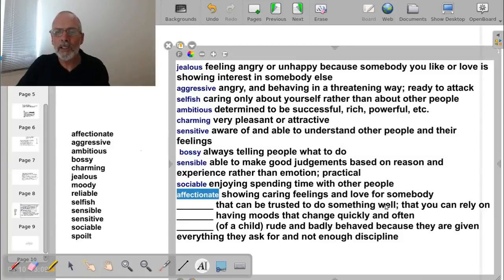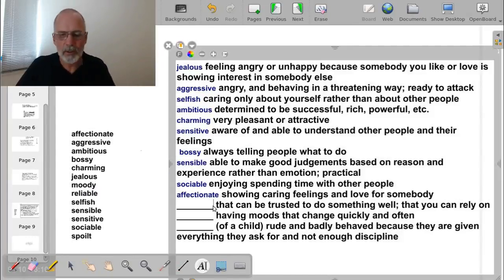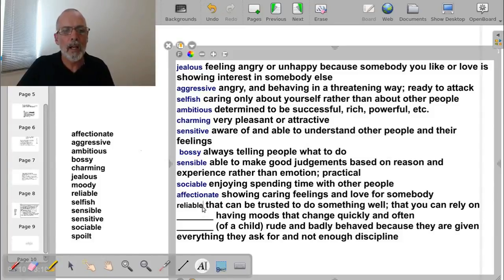That can be trusted to do something well, that you can rely on. Yeah, Mina's got the answer. Number 10, Gloria, affectionate. What about this one here? Somebody you can rely on. What do you call that? I'm going to have to speed it up a bit. Because I'm just running out of time, that person we call reliable.